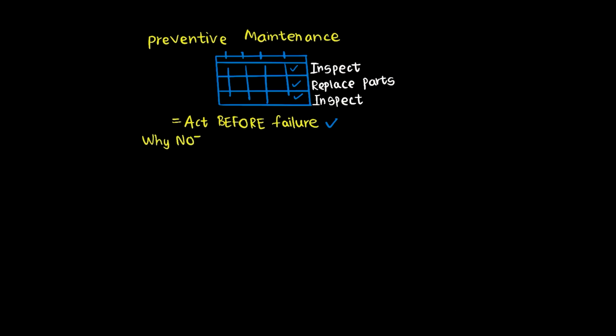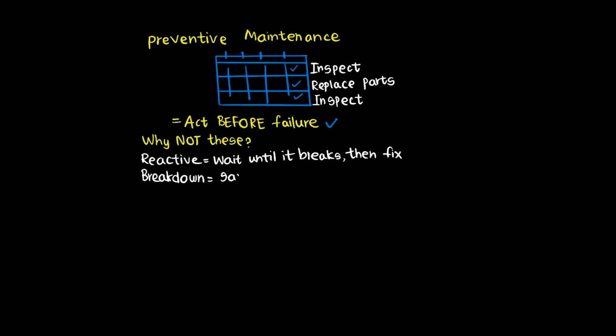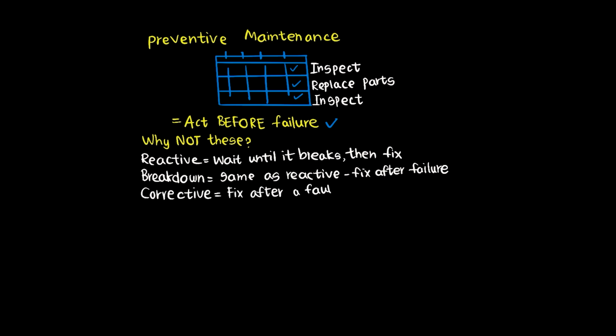Reactive maintenance is the opposite. You wait until the machine actually breaks, then you scramble to fix it. That is expensive and disruptive. Breakdown maintenance is just another name for the same thing. You only act after a failure. Corrective maintenance is performed after a fault has been found or reported. The key distinction is that the printing company acts before any fault appears.